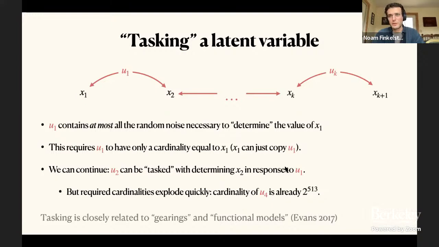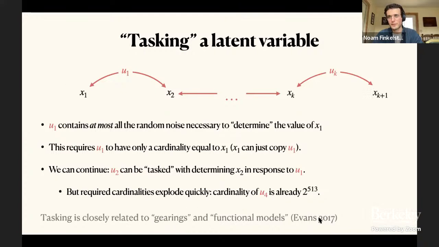In other words, x1 can just copy U1. x1 doesn't have any other parents, so it doesn't need to specify any other response functions or anything like that. And you can continue along these lines. If U1 determines x1, then U2 is going to determine x2 in response to U1, and you can continue all the way down the chain. But the problem is that the required cardinalities explode very quickly. By the time you get to U4, you're already at 2 to the 513.